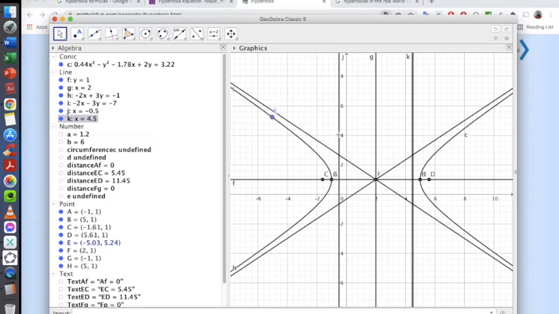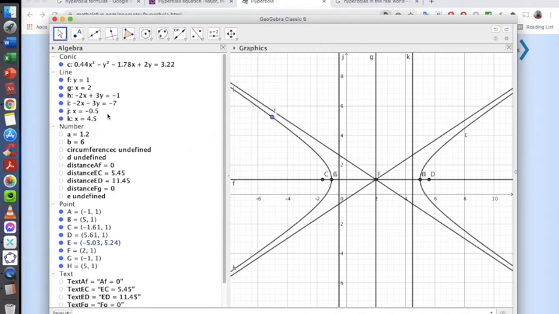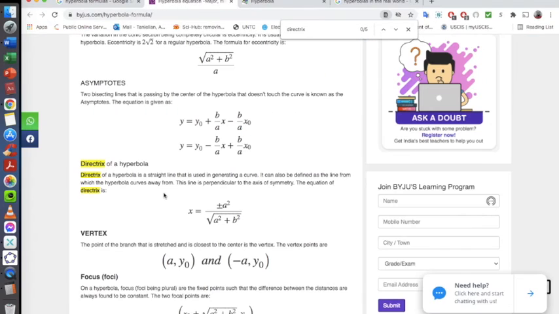To find the equation of the directrix, all you have to do is type in directrix, and we get x equals negative 0.5 and x equals 4.5. I think those are approximations. I could change the rounding and come up with something slightly different. Let's look at a more precise measure here. x equals plus or minus a squared over the square root of a squared plus b squared.